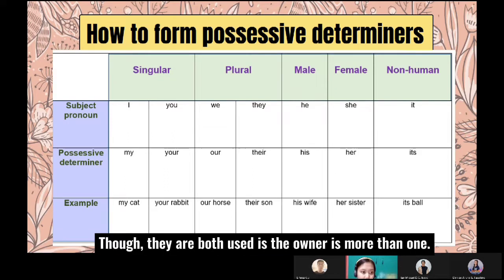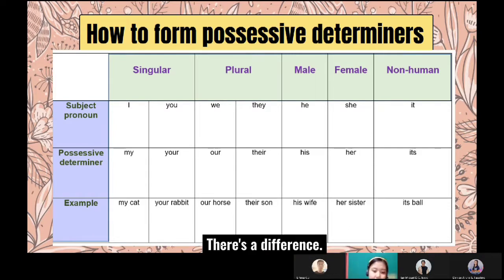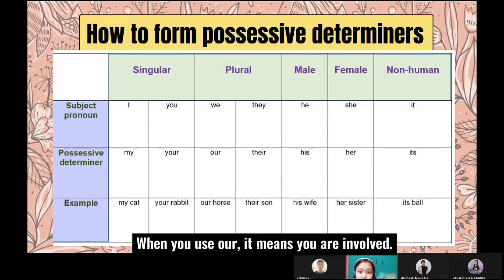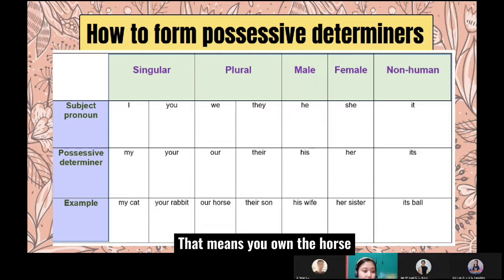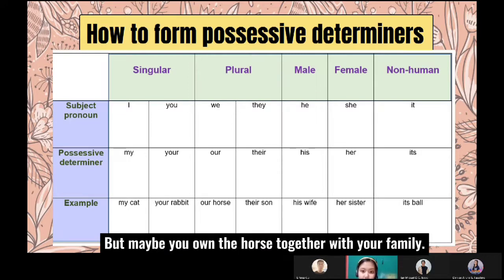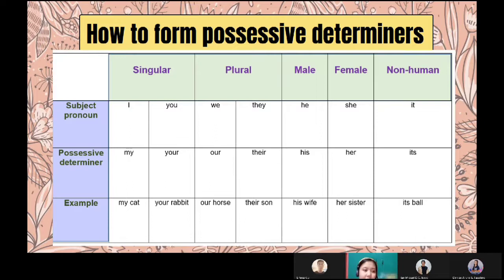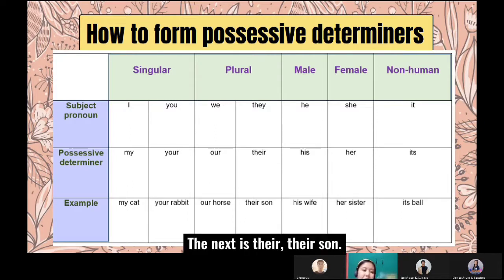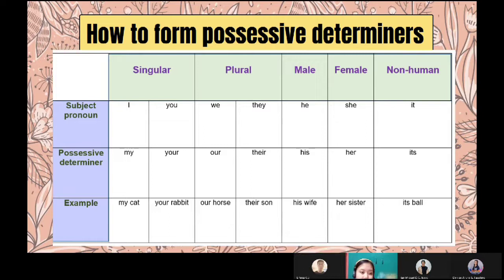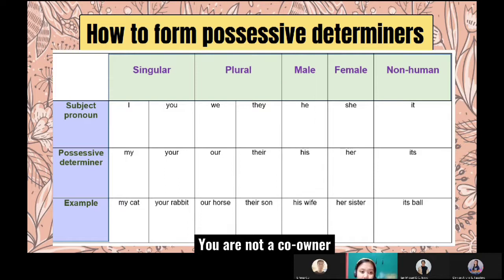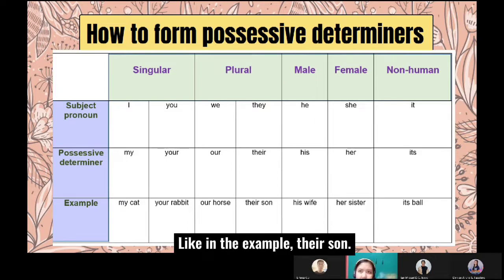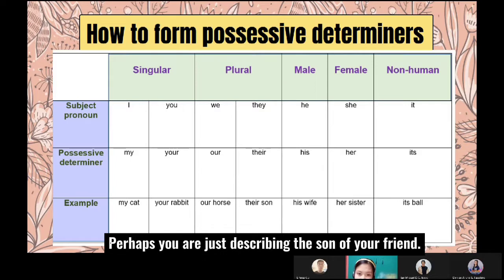Now you might be thinking, what's the difference between our and their? Though they are both used if the owner is more than one, there's a difference because when you use our, it means you are involved. You are a co-owner. Like in the example, our horse, that means you own the horse, but maybe you own the horse together with your family. And the next is their son. You will use their if you are not directly involved. You are not a co-owner, but the owner is more than one. Like in the example, their son. Perhaps you are just describing the son of your friend.